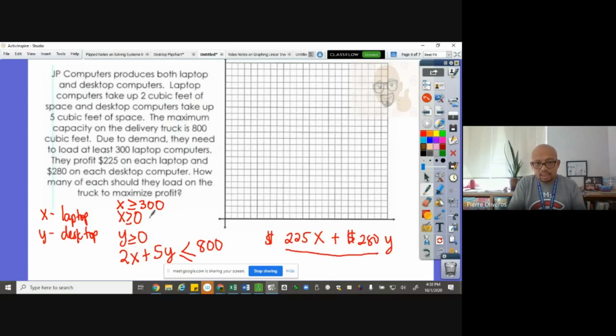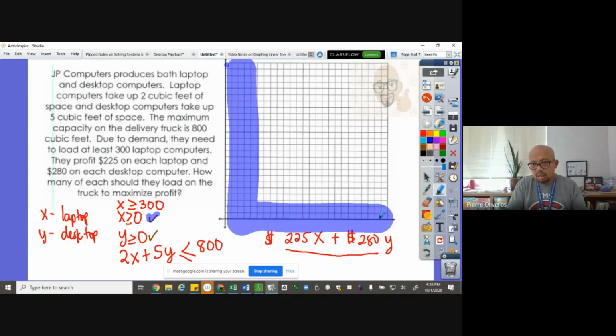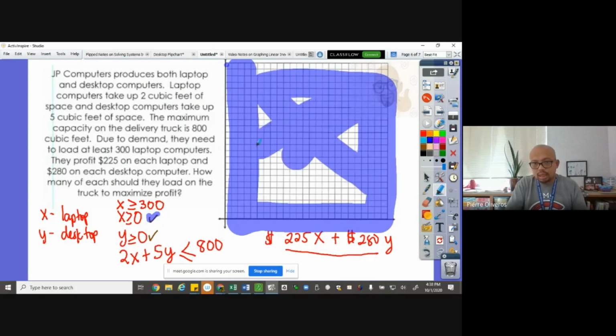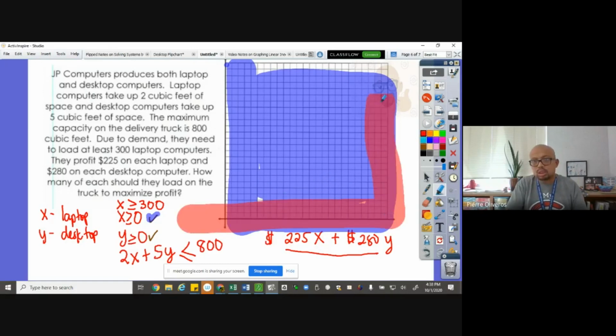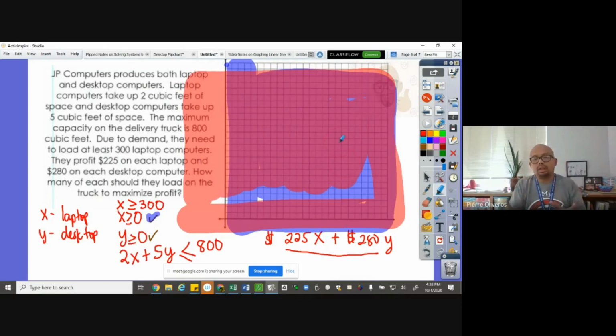So we know that x greater than 0 and y greater than 0 will give us the first quadrant. Again, let me repeat that one. X greater than 0 will give us everything on the right side of the y-axis. Everything right here will give us x greater than or equal to 0. And y greater than 0, everything above the x-axis, so you can see that the blue and red overlap on the first quadrant.